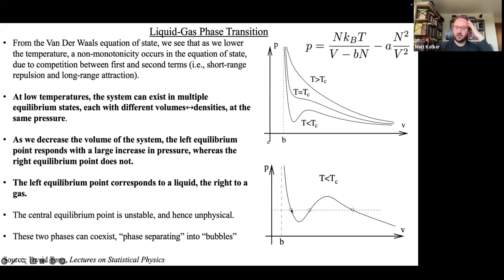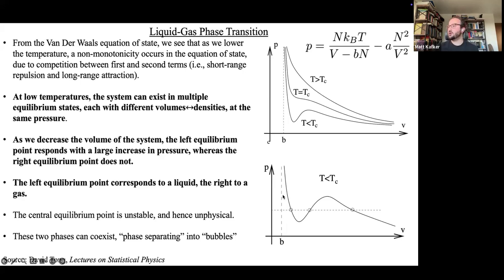But if we look at this point here, if we were to compress the system, then the pressure will respond very rapidly and will increase. So this is a very incompressible state of matter down here. And over here, if you compress the system, then the pressure barely responds and you can compress it easily. So van der Waals' insight was that this state on the right here is basically a gas-like state, and this state on the left here is basically a liquid-like state. And the middle state is unstable, as I said, and these two phases can coexist with one another at the same pressure, and they often will phase separate into bubbles.